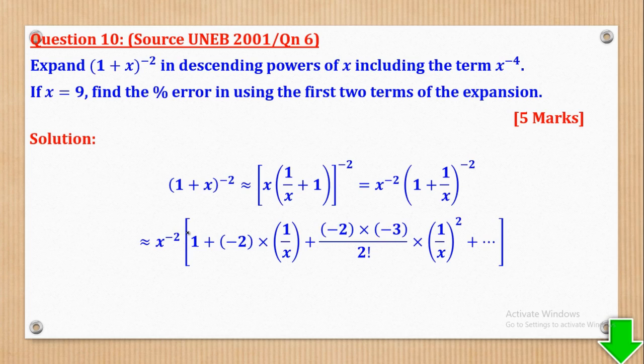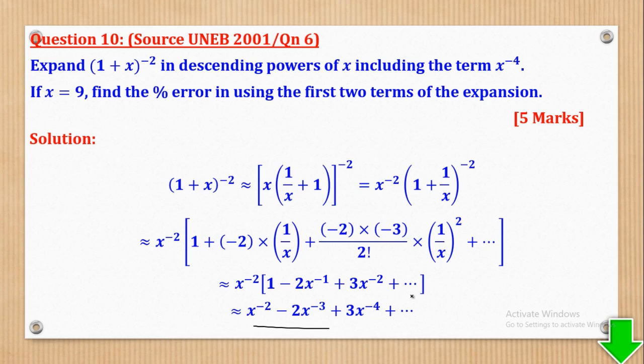Now we stop there because this x power negative 2 times this x power negative 2 will give you x power negative 4, which they want. So we stop there and simplify, then open brackets to come up with the term they want, which is there.